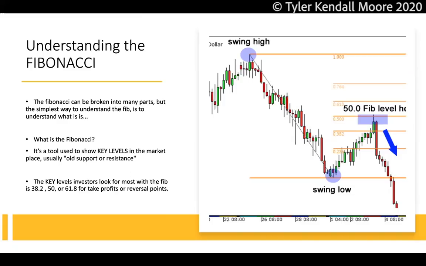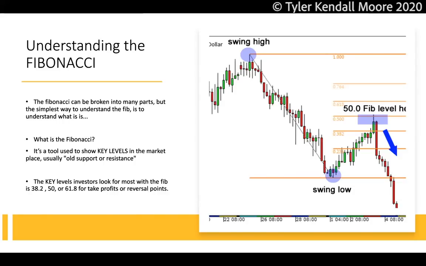So when people take profit, you'll usually see price get to old resistance or an old support level, and then start consolidating. It's indecision because it's a psychological level, usually a Fibonacci level. There are key levels that investors look for most with the fib, which are the 38.2, the 50, or the 61.8 for take profit levels or reversal points.